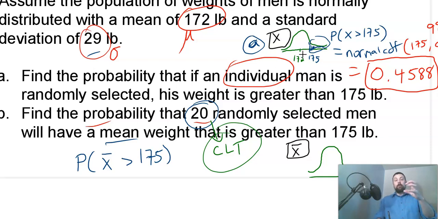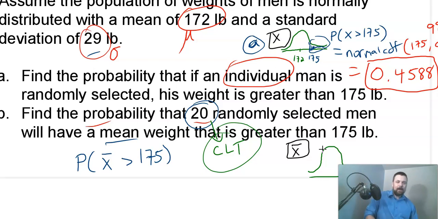Part A, the numbers forming that distribution are the weights of men. Part B, the numbers forming that distribution are the sample means of samples of size 20 that are taken from the weights of men. So you see the difference. These are directly the weights of individuals. These are averages. The set of numbers we're working with here are the averages of 20 randomly selected men.